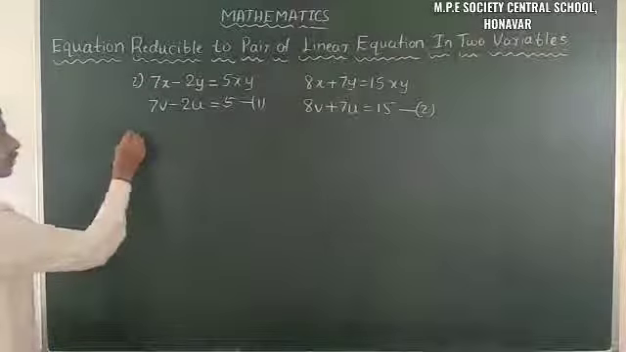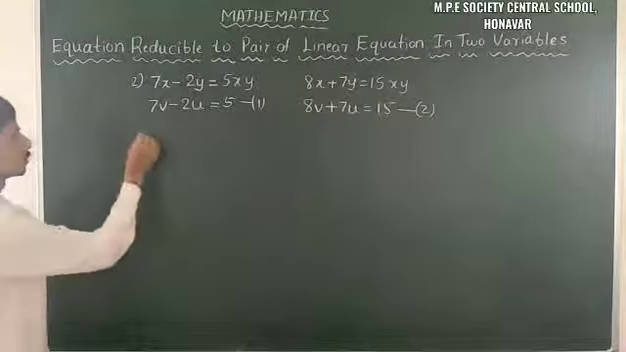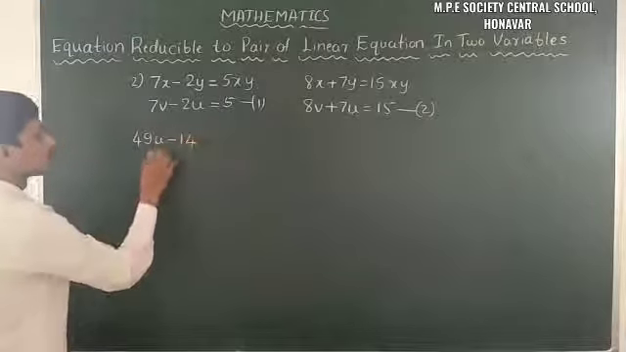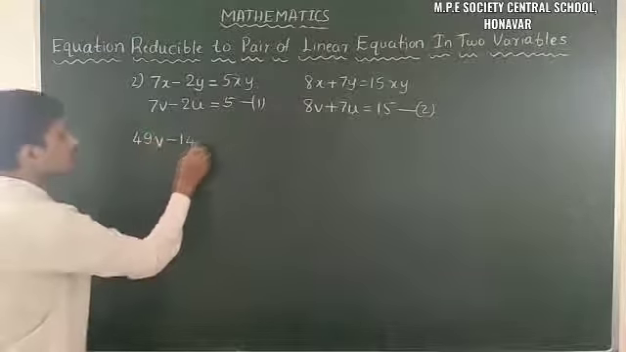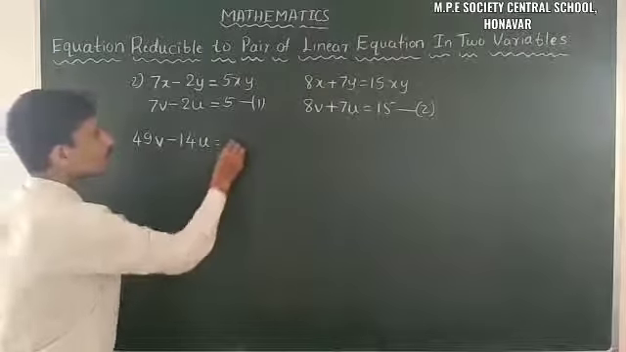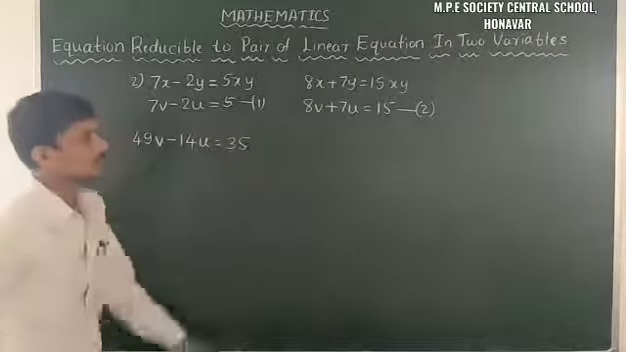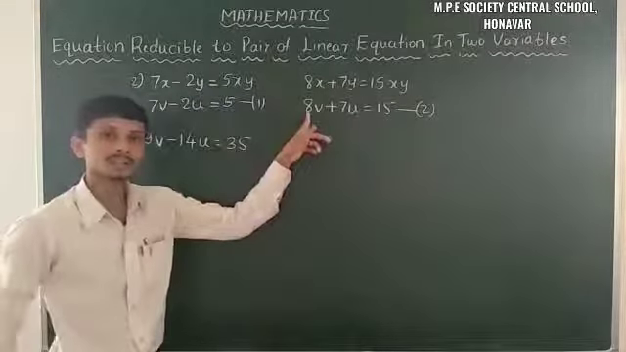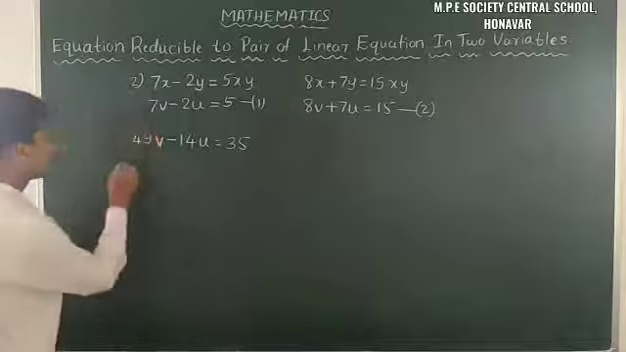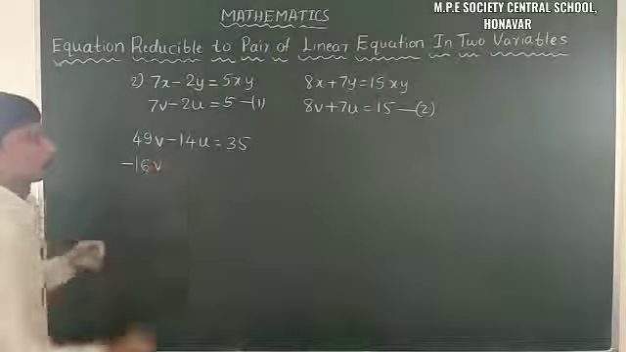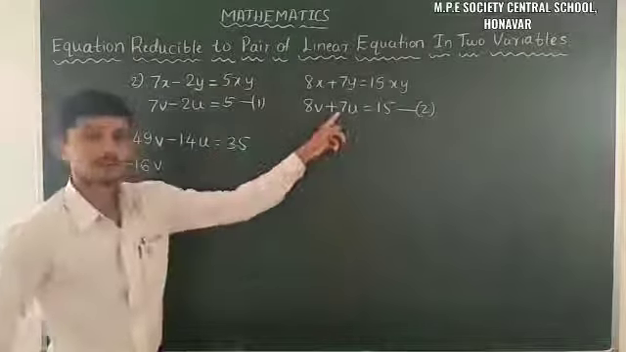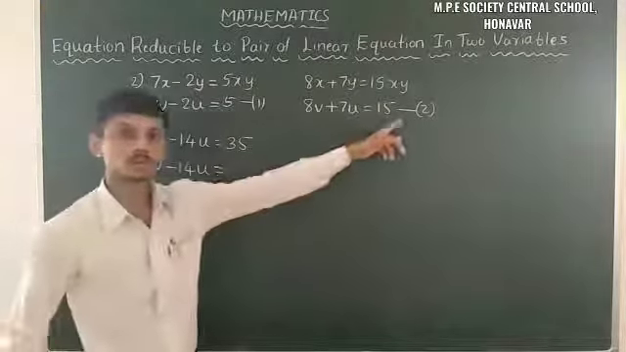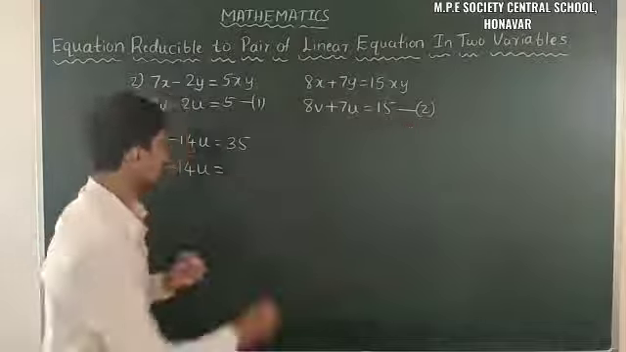So here I will multiply this with 7 and this with 2. What happens here? 7 into 7 is 49v minus 14u is equal to 35. Then here I will multiply with 2, that means 16v plus 14u is equal to 30.